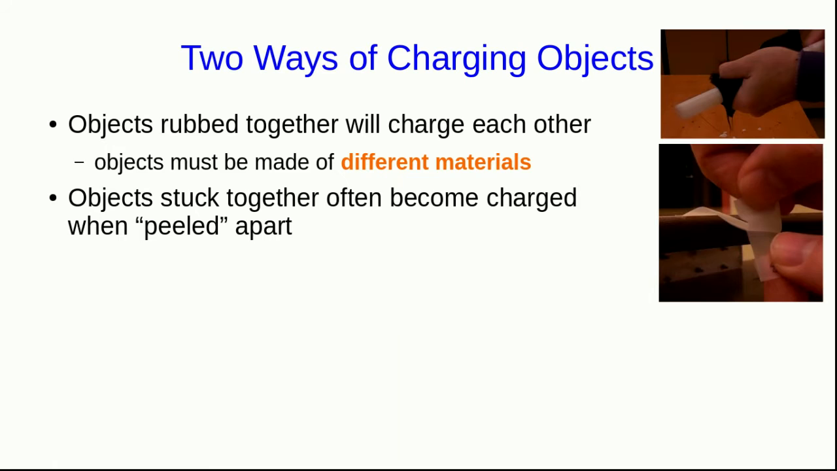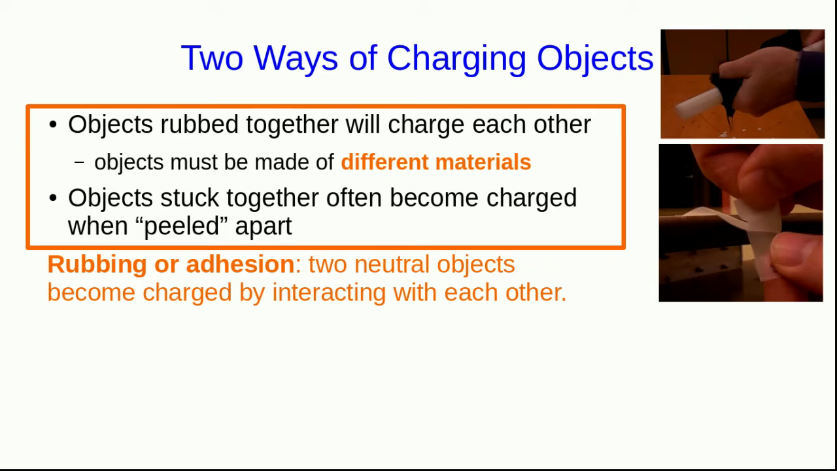Another way we've seen, for example with tape, is that if things are stuck together and they get peeled apart quickly, they'll often become charged. In both cases, we have two neutral objects at first, and they become charged by some surface-to-surface interaction with each other. And so we might guess that what's going on here are fairly similar mechanisms.